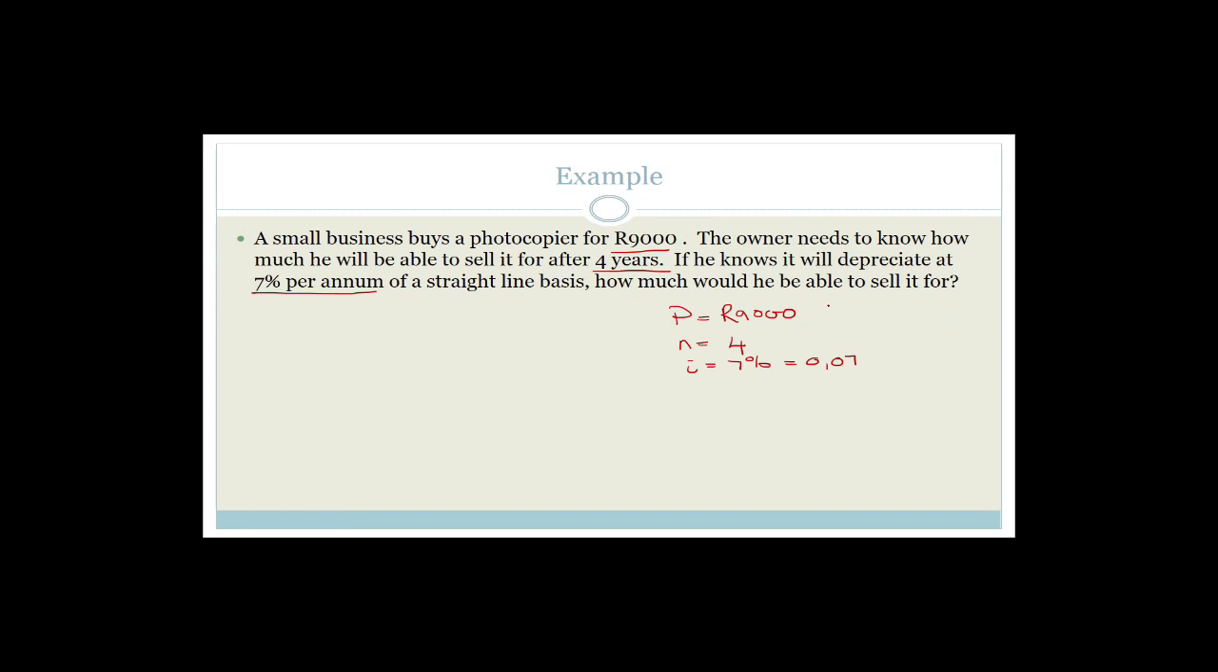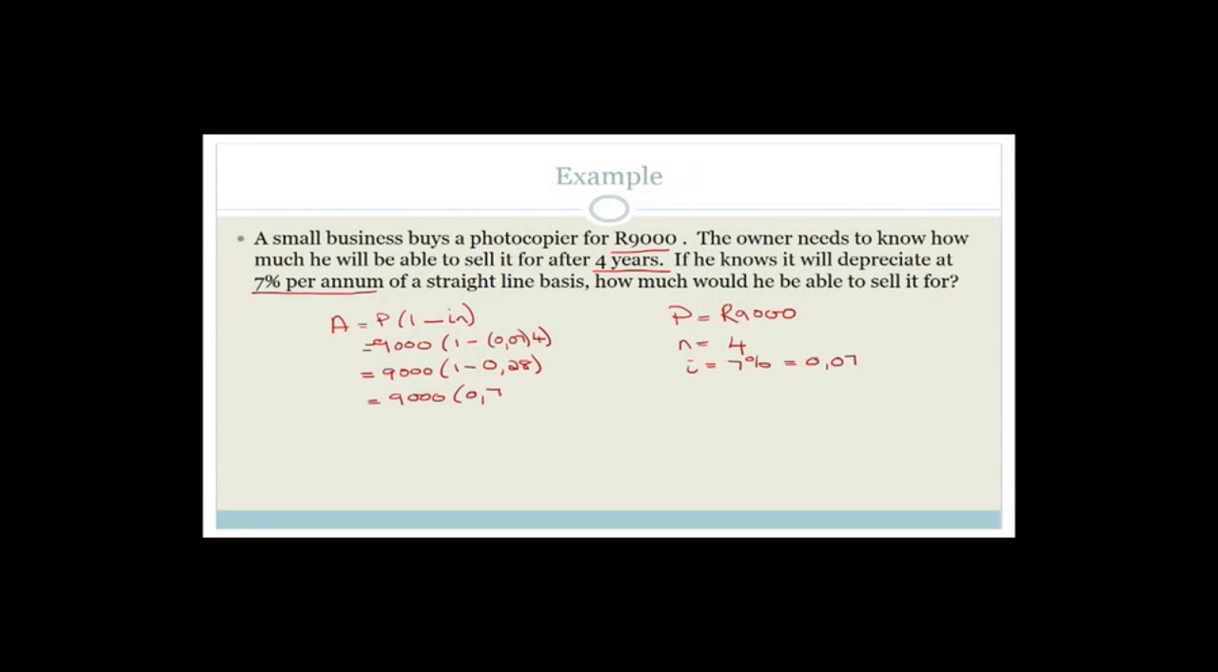So how much would he be able to sell it for? He goes A is equal to P, 1 minus IN. So the principal is 9,000, 1 minus 0,07 multiplied by 4. So we pop that in the calculator. I'm going to go 0.07 times 4, and that gives me 0.28. So I've got 9,000 times 1 minus 0.28. And again, grade 12s, you don't have to show all these steps. I'm just doing it because I want to show you what your answer should look like along the way.